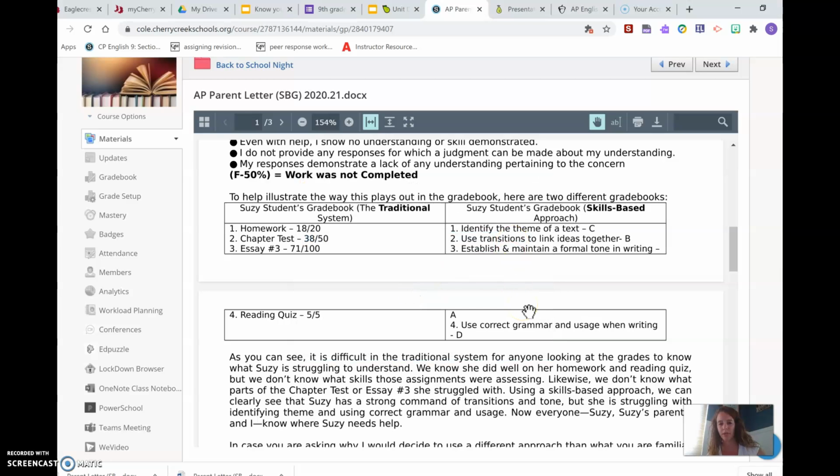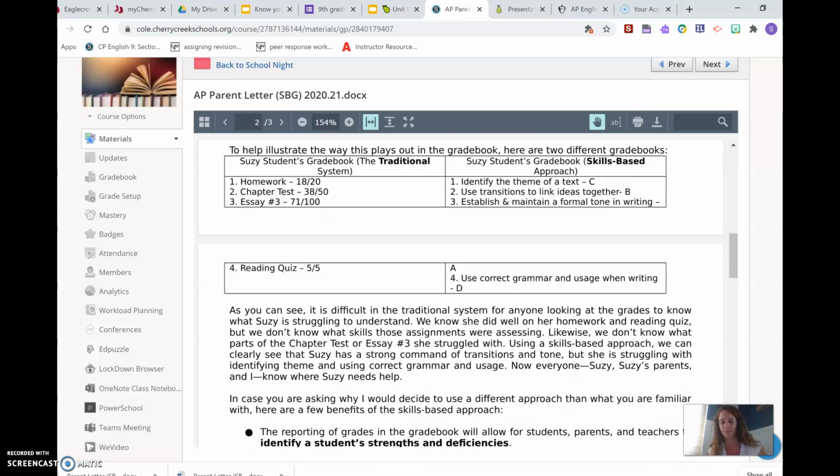All right, so in the other one, if I break it down by skill, I can see that Susie can identify a theme of a text. Maybe she got a C on that. But maybe when it comes to using transitions to link main ideas, these are all skills, she did a little bit better at that and got a B. So I have a lot more information on her as a student when I use a skills-based approach.